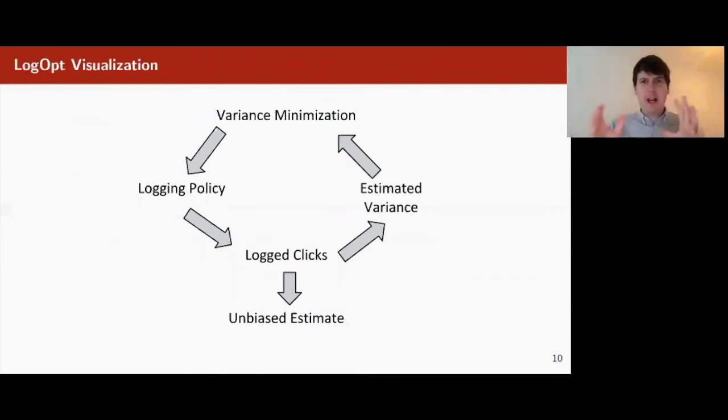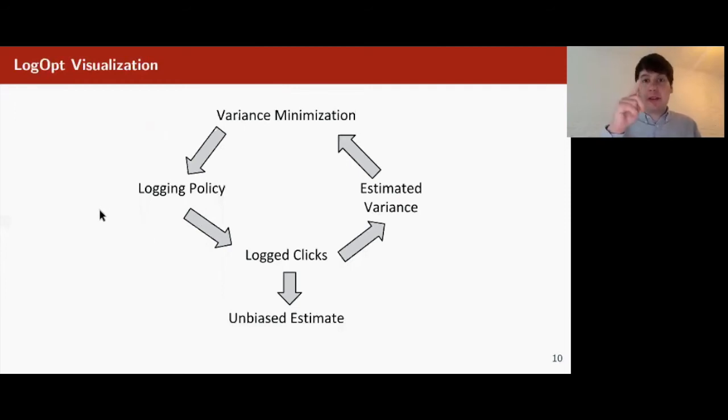This is a simplified graphic of how we're going to apply this algorithm. We have the logging policy on the left. It's going to provide us clicks, which we use for an unbiased estimate. But we're also going to use those logged clicks to estimate the variance of our unbiased estimate, and then perform variance minimization to get a better logging policy.